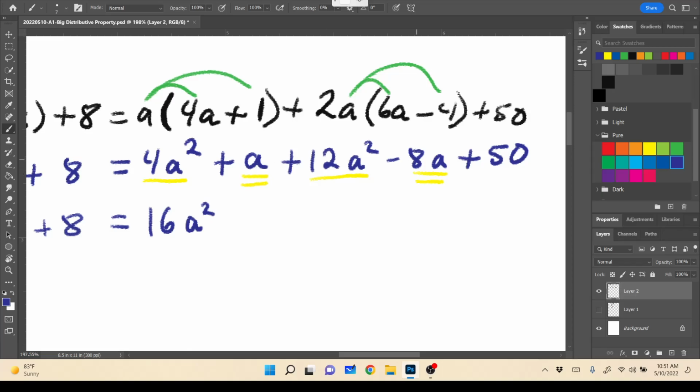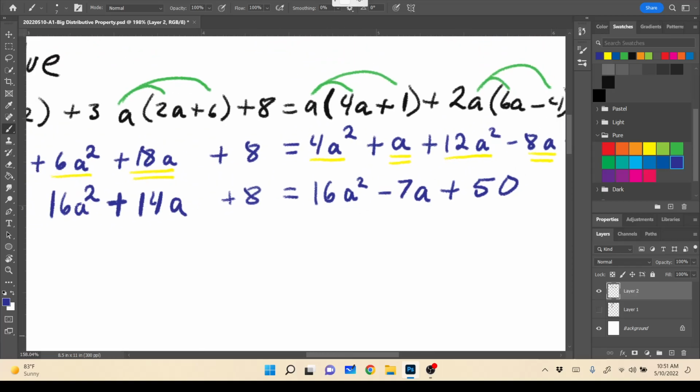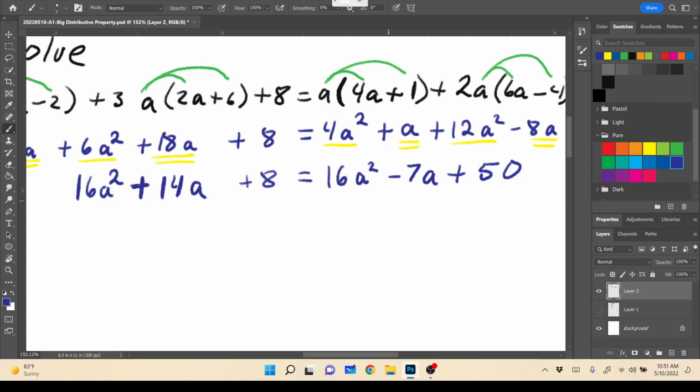What's a plus negative 8a? Negative 7a. Negative 7a plus 50. And then bring down the plus 50. That's right. So that's not the answer, is it? No, we have to get a by itself. What should we do now?